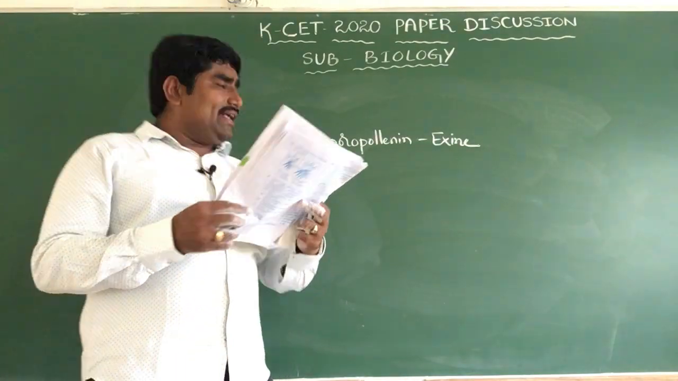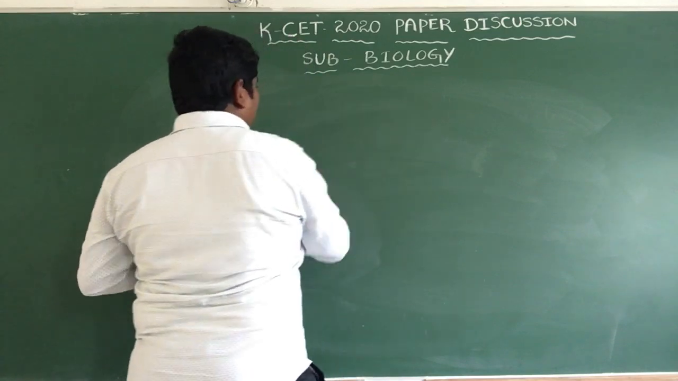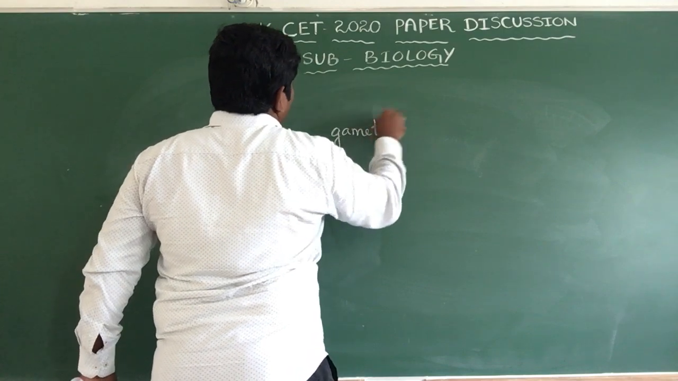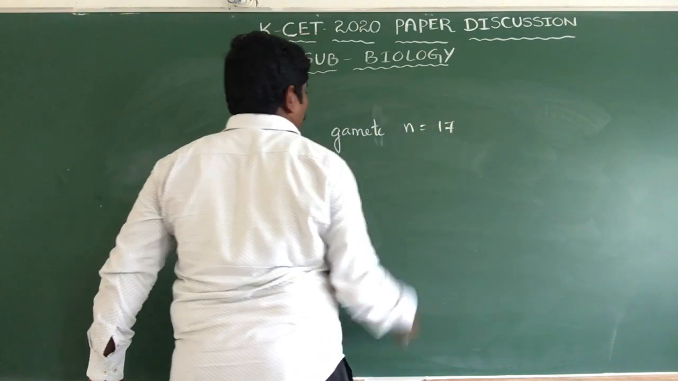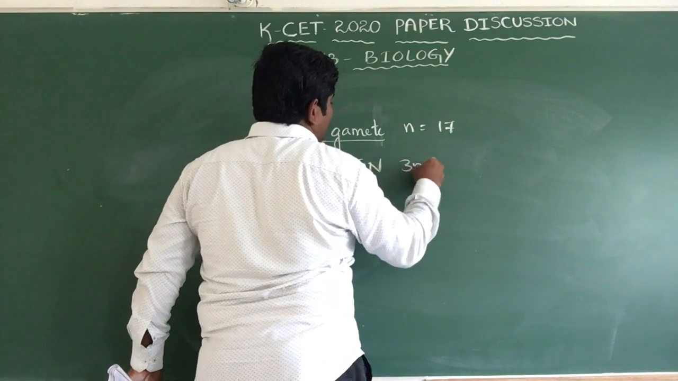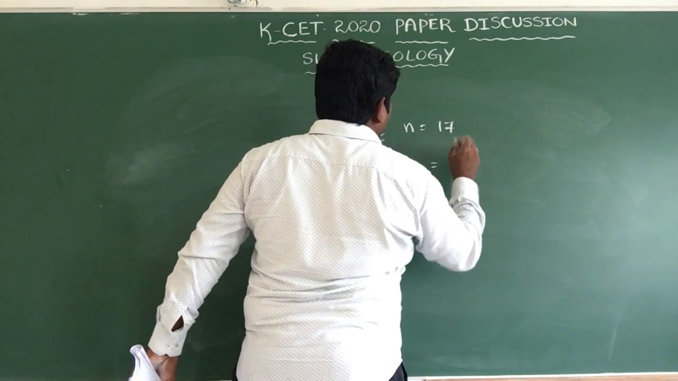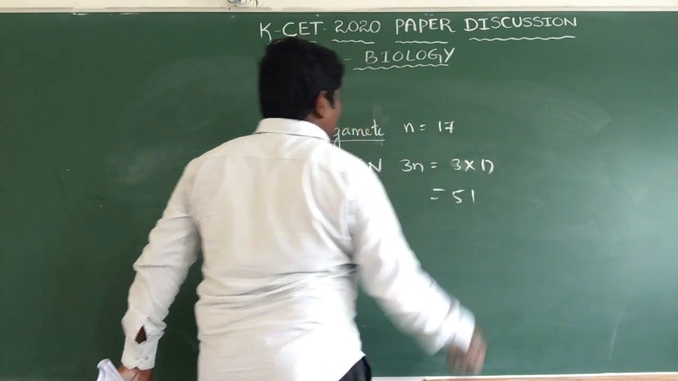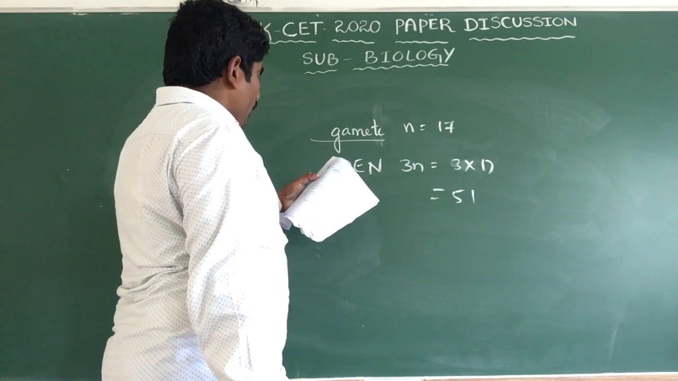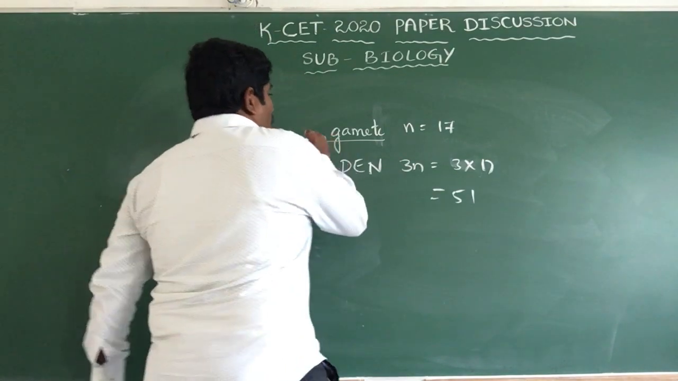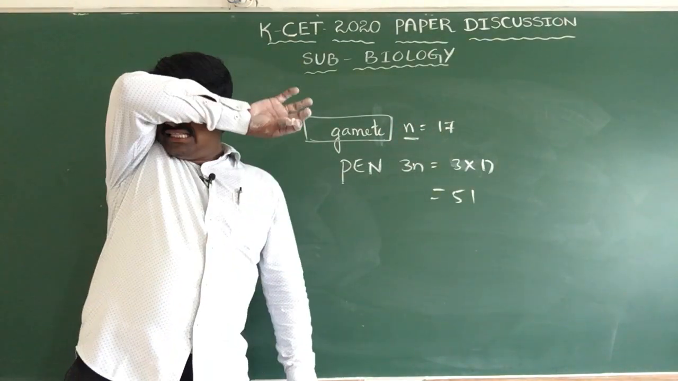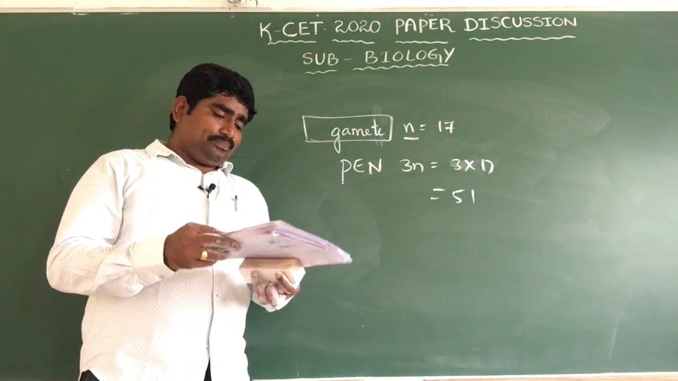That is the answer. Next one is in a pineapple. The gamete means n equal to 17 chromosomes. The gamete contains 17 chromosomes. Next, how many chromosomes does the primary endospermic nucleus contain? He is asking. 3N is 3 into 17, so 51 is the answer. The gamete is N haploid, so if the haploid number is 17, the triploid number is 51.